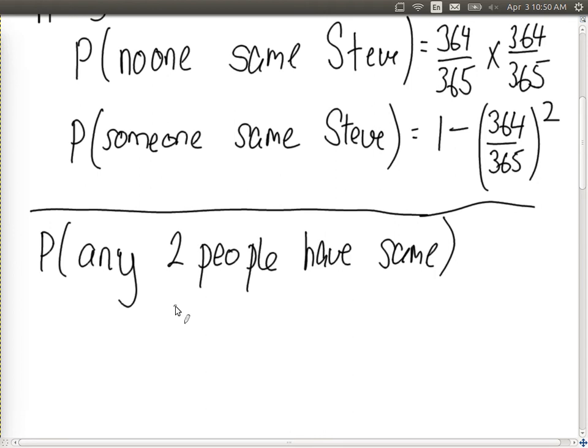So now we're trying something different. The probability that any two people in this group have the same birthday. And we can approach the problem in a similar manner. Look at the probability that no two people have the same birthday. That's the opposite.